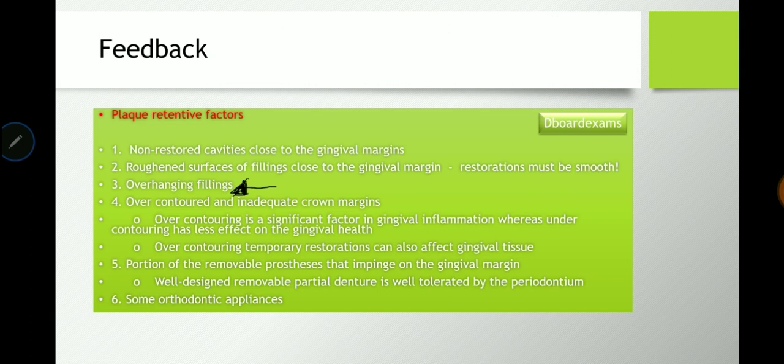All right. So the portion of the removable prosthesis that impinges on the gingiva can also act as plaque retentive factors. So you have to design your partial dentures well, make them smooth, okay? And of course, orthodontic appliances, you have to always reinforce oral hygiene because there's always some gingival inflammation, because braces retain plaque. All right, moving on.